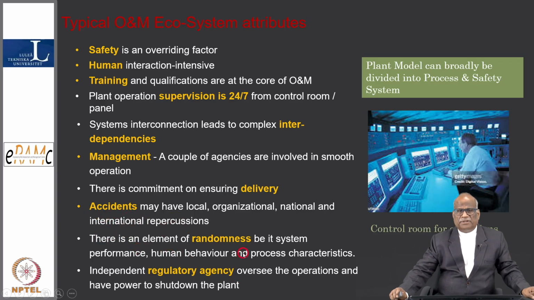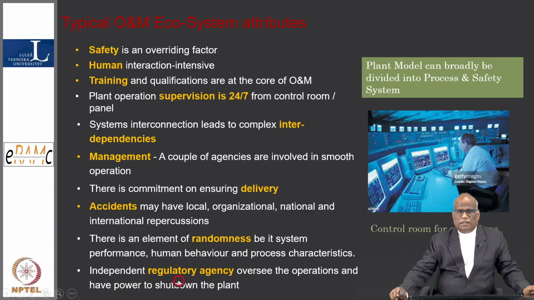There is an element of randomness, be it in performance. And we are dealing with randomness. Small variations here and there, whether it is a human factor, a component failure, component testing, or procedures. All these factors have to be ensured, and that is how uncertainty characterizes the randomness, and that is a core part of probabilistic modeling.